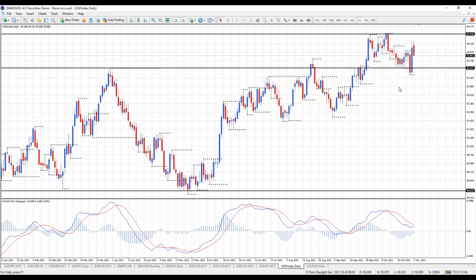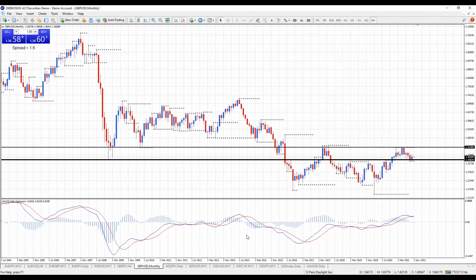Alright, let's get to the pound dollar. This is the monthly chart, and last month I was talking about the MACD possibly crossing down. It has crossed down on the monthly chart. Often when we get a cross down on the monthly, that's the precursor to a long-term move down. We got a cross here, and we got a healthy move down over the long term.